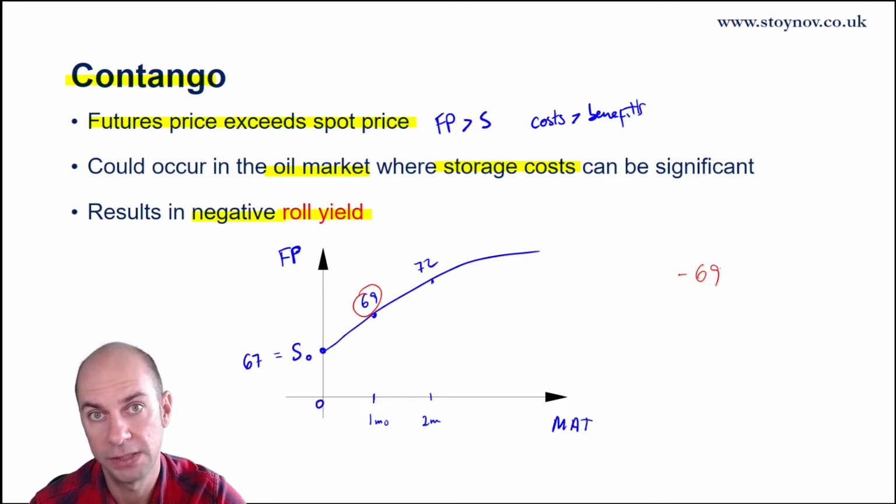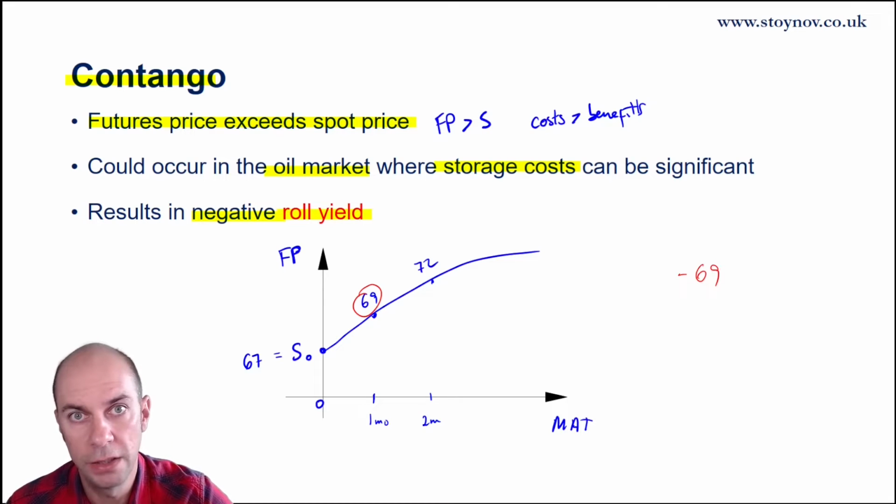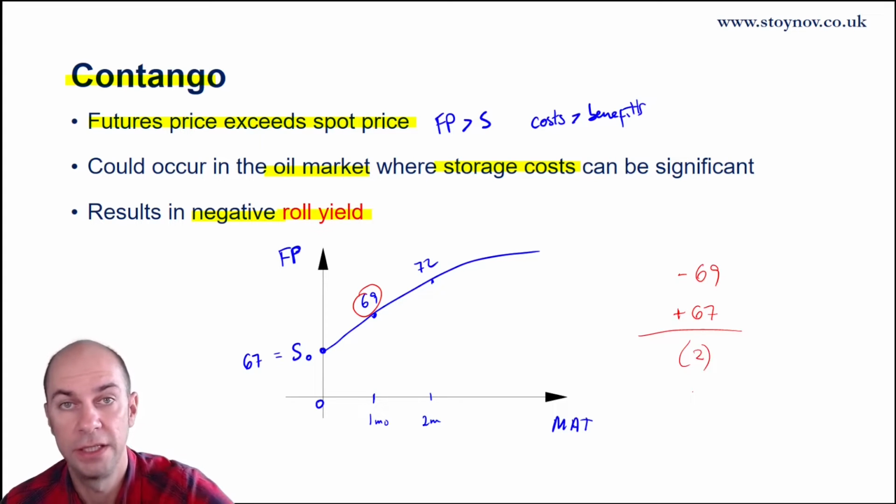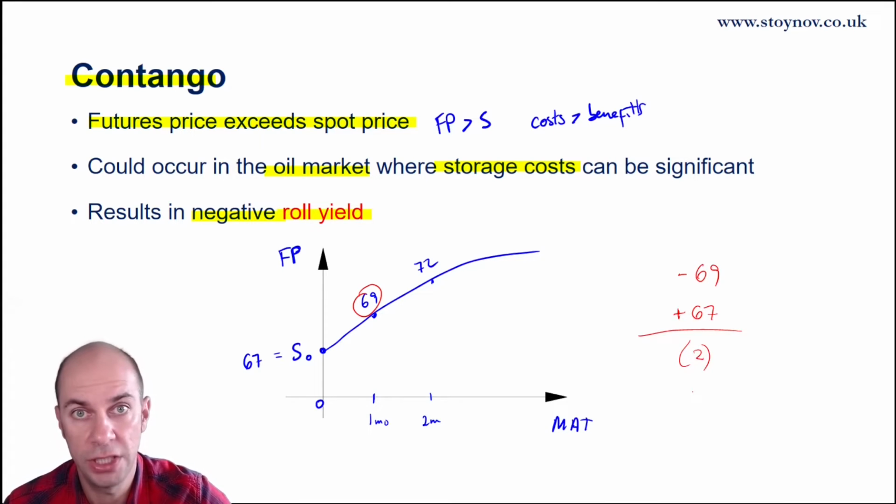Then 1 month passes, assuming no change to the curve, no change to the spot price. When this contract expires, I end up holding an asset worth $67. So 69 has left my account, 67 has come back in my account, and you can see here that I've lost $2, which is essentially my negative raw yield. So being a long investor during times of contango, times of upward sloping futures curve, has its disadvantages, which is essentially this negative raw yield.